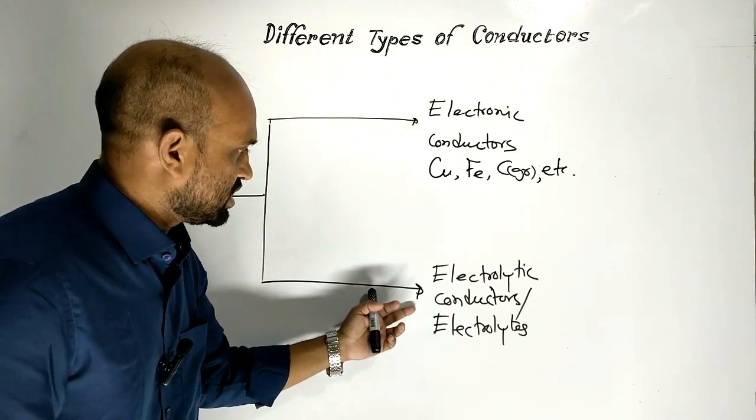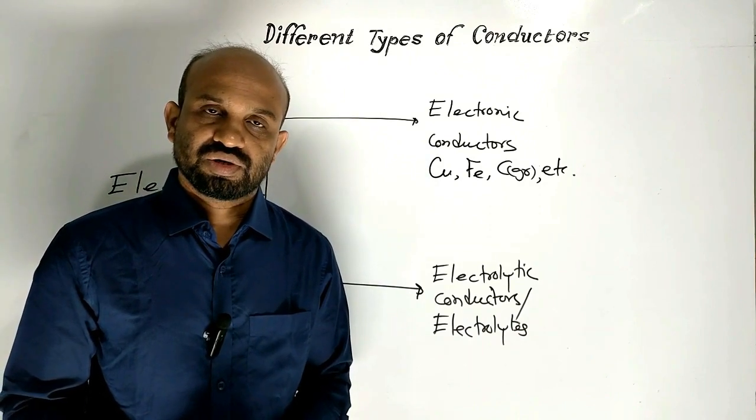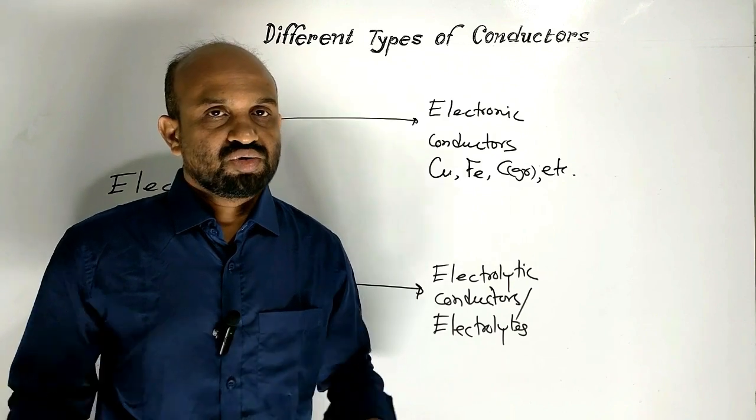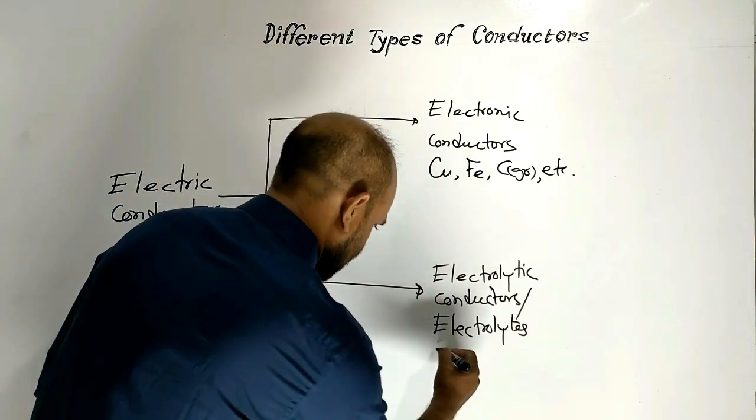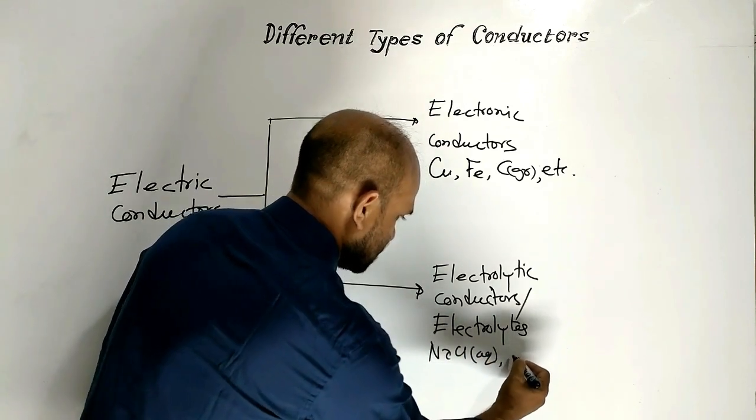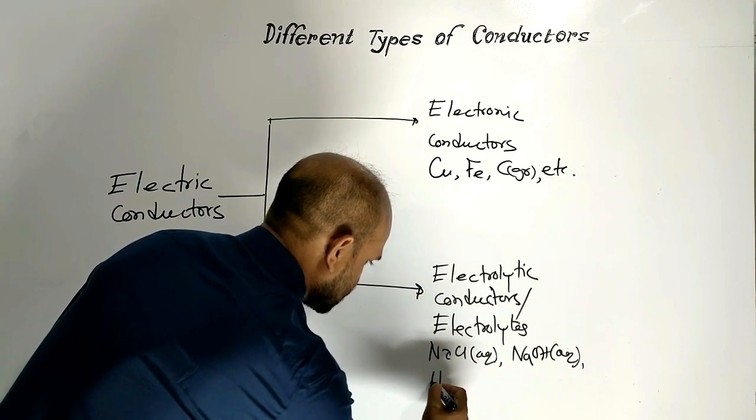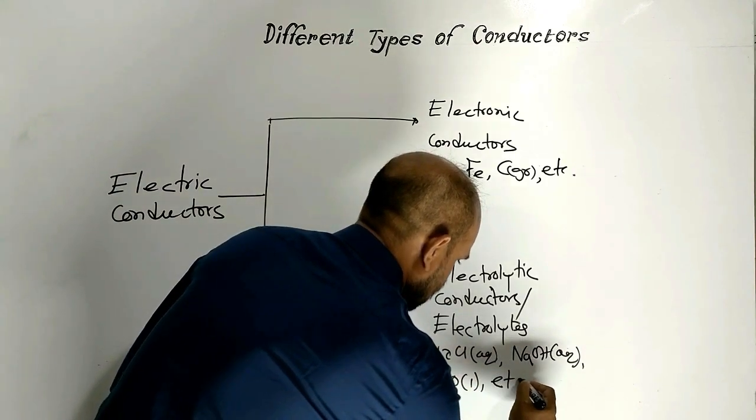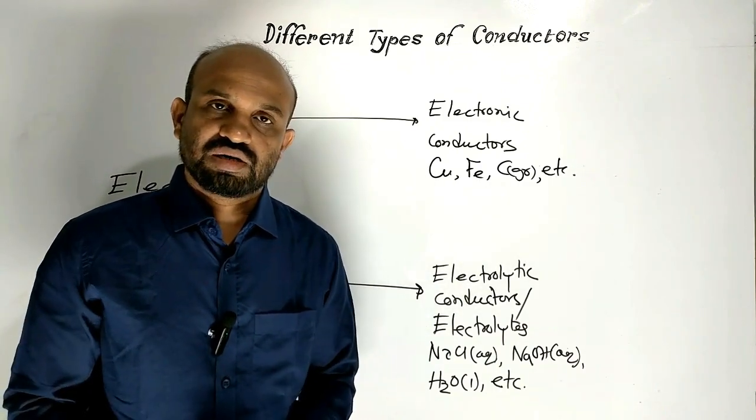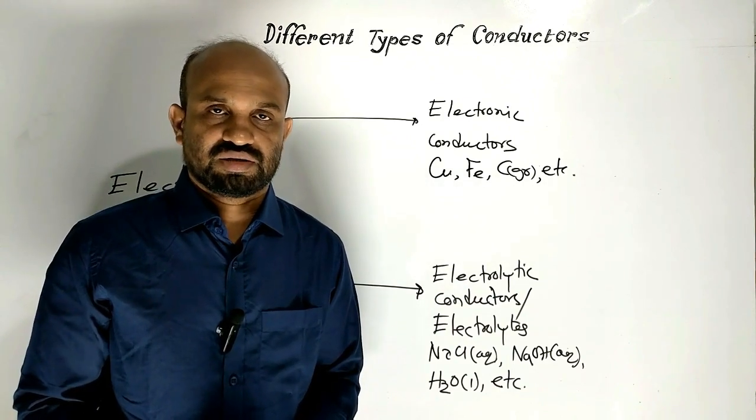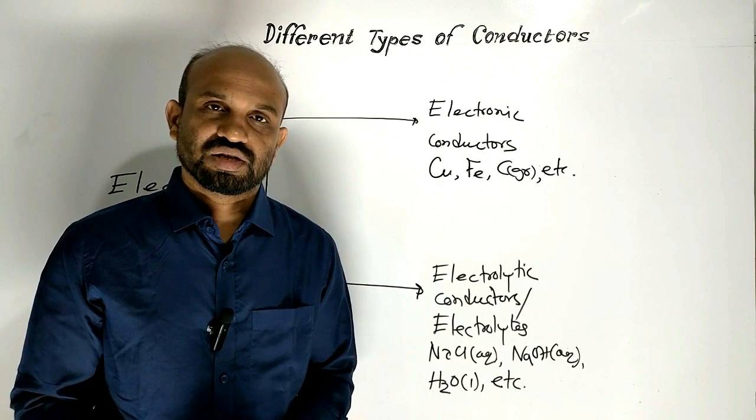Now, what are electrolytes or electrolytic conductors? Melted or aqueous solution of ionic compounds and some polar covalent compounds through which electricity can pass are called electrolytic conductors or electrolytes. For example, aqueous solution of sodium chloride, aqueous solution of sodium hydroxide or potassium hydroxide, polar covalent compounds like water, etc. These compounds are known as electrolytic conductors or electrolytes. These conductors conduct electricity through ions, positive and negative ions. Here, positive ions are reduced and negative ions are oxidized. So this process is known as electrolysis.